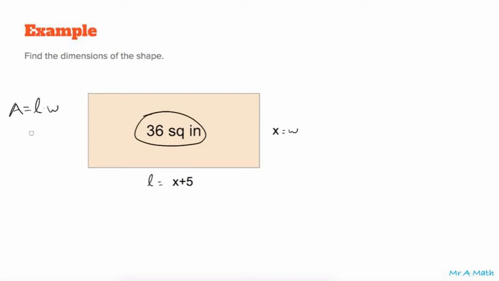Okay, so in this situation, let's fill in what we know. We know that 36 is the area, and that's equal to my length, which is x plus 5, times my width, which is x. Okay, so if I'm trying to solve for the dimensions of this shape, what I really need to do is find x. If I find x, it's going to help me figure out the dimensions of the shape. So I need to find x. Let's go ahead and do that in purple. So I have 36 equals x plus 5 times x.